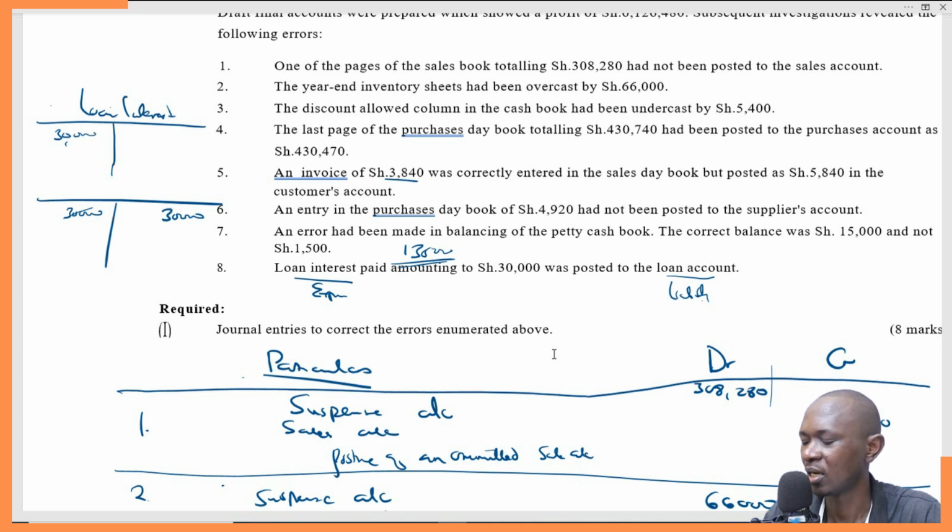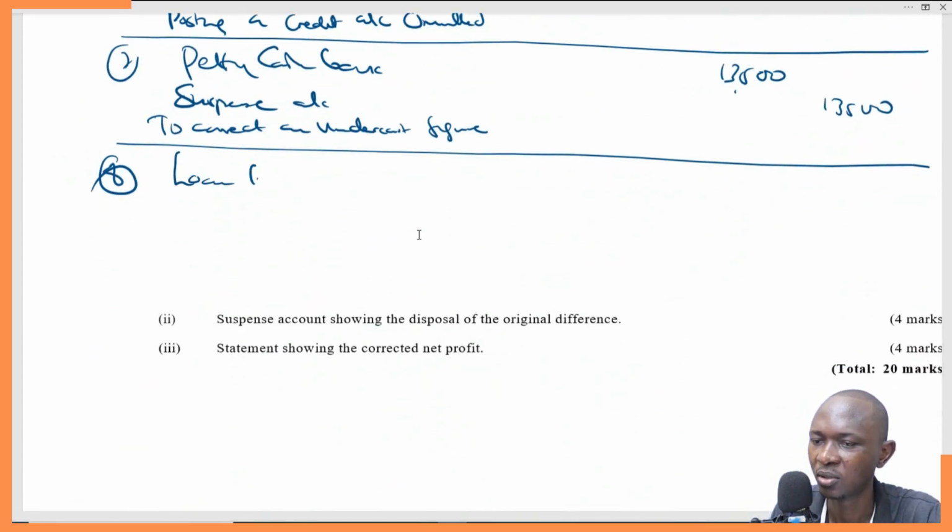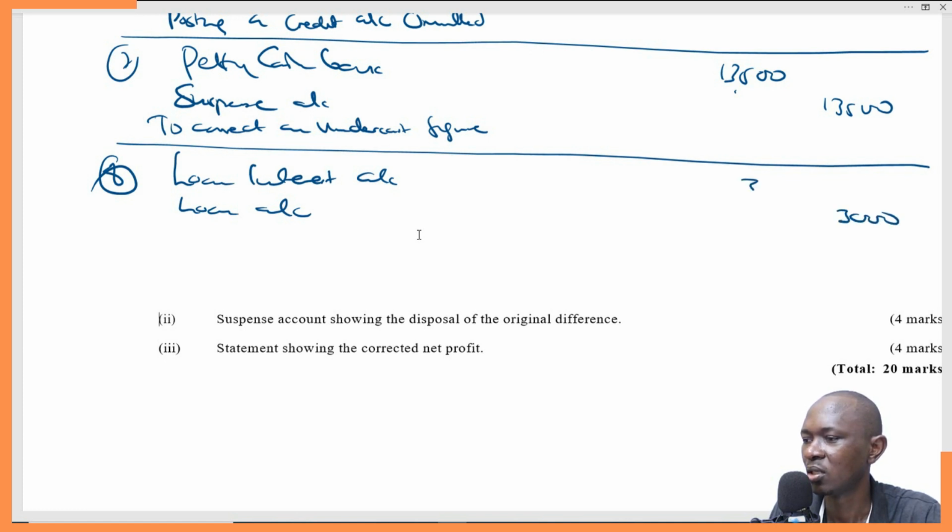So what are we going to do? Debit loan interest account, credit loan account. So 30,000. So we remove from the loan account and then we post to the right account, which is loan interest account. And because loan interest is a debit, we debit. And because we had debited the loan account, we credit to remove the debit so that we can now transfer. So this one will not affect the suspense account. We have the two accounts here. So to simply correct a wrong entry.